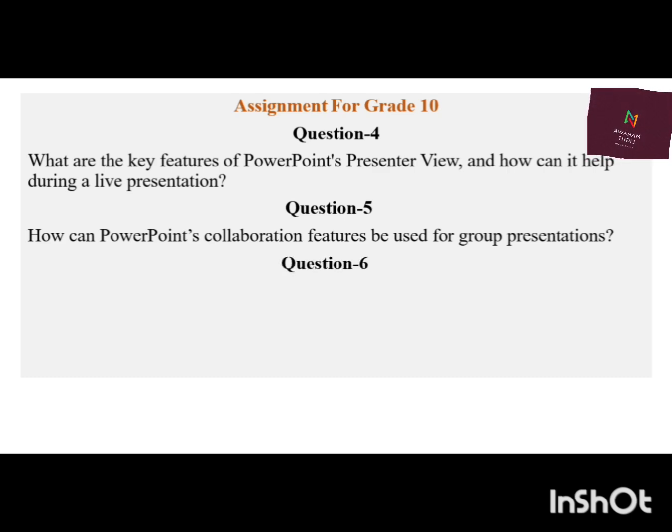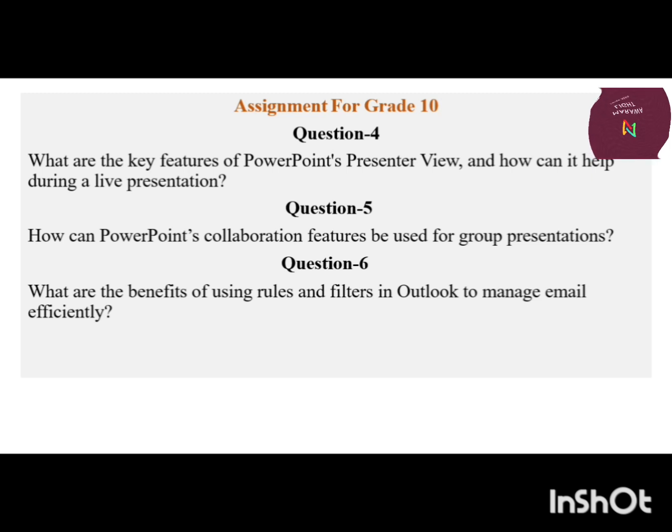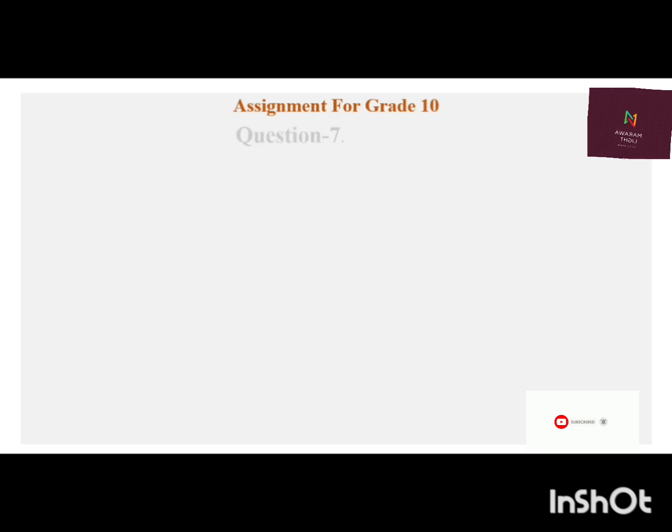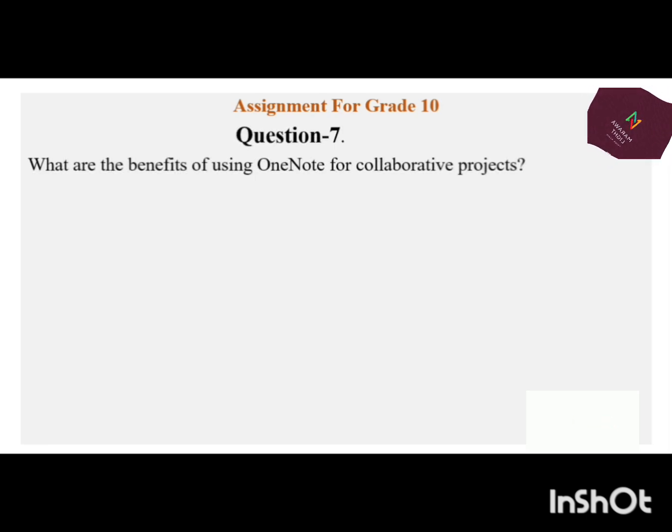Question number 6. What are the benefits of using rules and filters in Outlook to manage email efficiently? Question number 7. What are the benefits of using OneNote for collaborative projects?